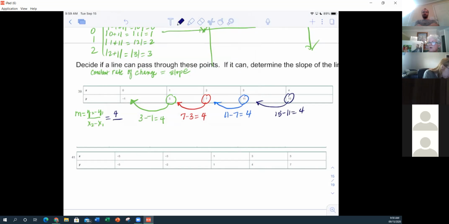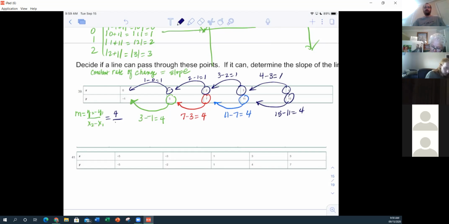That's the y2 minus y1 every single time. But now let's check and make sure that that's also true for the x's, okay? So I'm going to take 1 minus 0, which is 1, 2 minus 1, which is 1, 3 minus 2, and 4 minus 3. So the x2 minus x1 is 1. So our slope is 4.